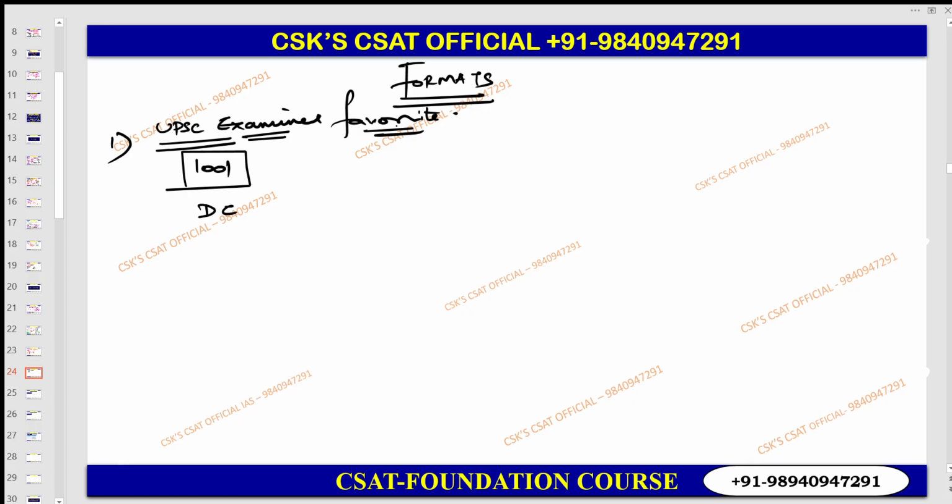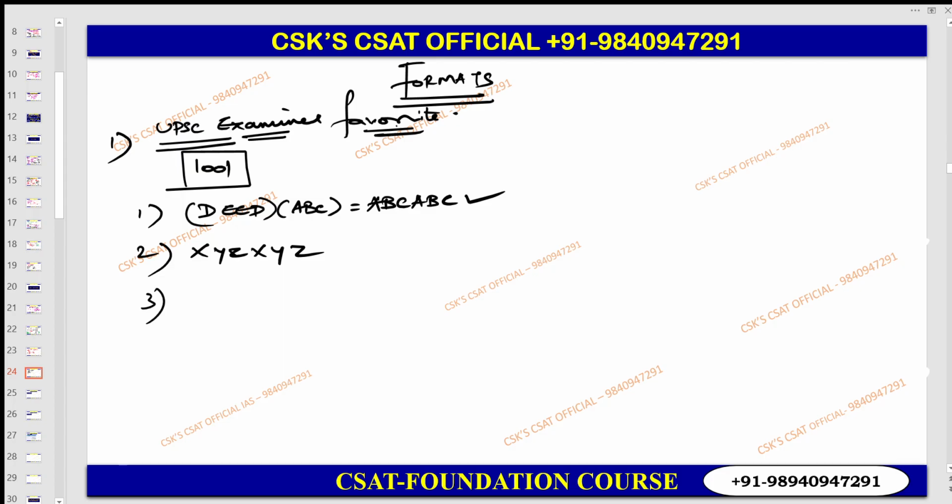For example, DEF into ABC, which is equal to ABC ABC format. So this format they have provided. Then XYZ format they have provided in this question. And which of the following is or are correct? They have provided some questions on divisible by 7, 11, 13, this format also. So the UPSC examiner gives this 1001 concept in various kinds of questions. Therefore you have to be very careful with this kind of one also.